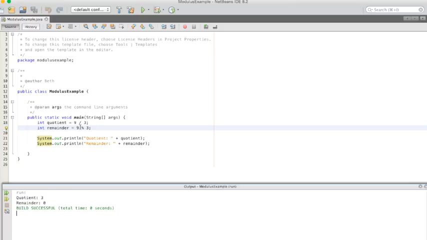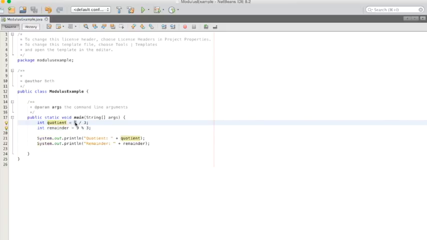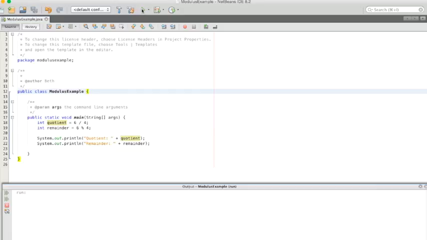And our last check is going to be with 6 divided by 4. We think that only goes in 1 time, so the quotient will be 1. And then we think 6 modulus 4 should give us 2. Let's see if that works out correctly. Quotient 1 and the remainder is 2. So that's how you use modulus.